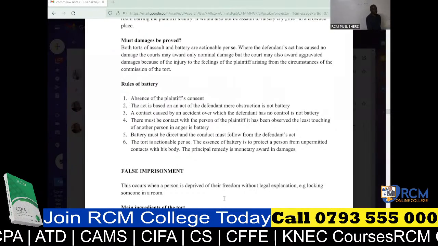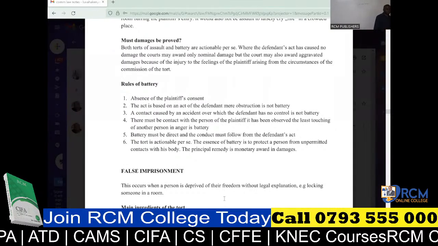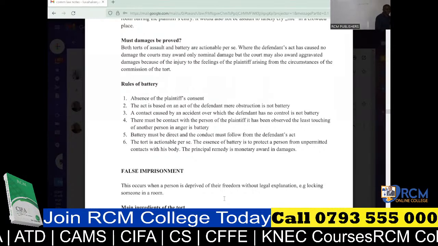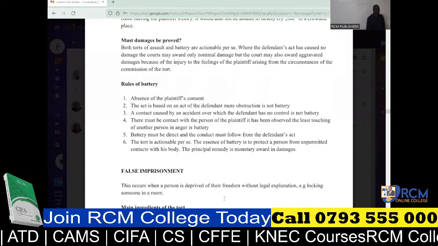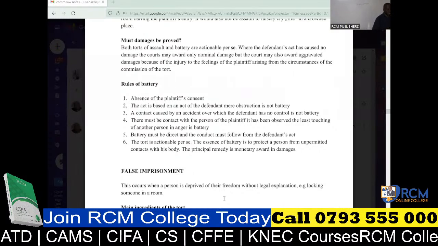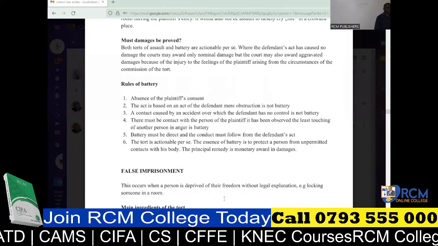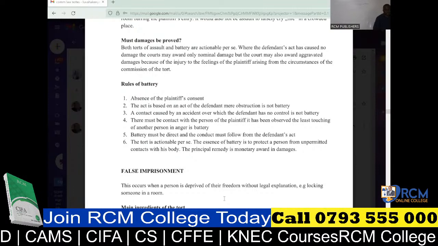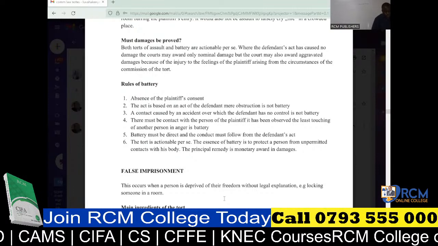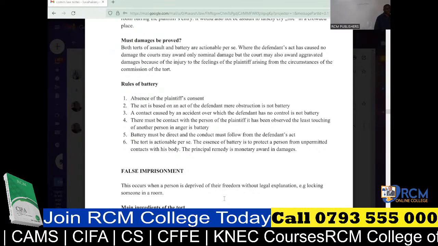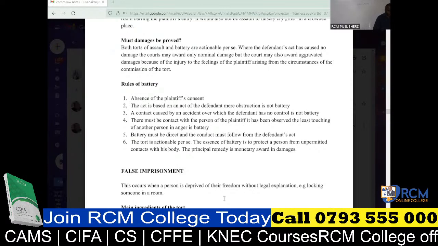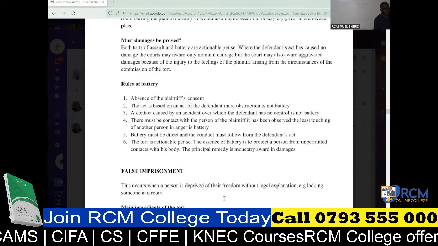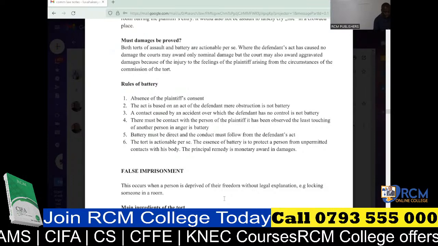The essence of battery is to protect a person from unpermitted contacts with his body. The principal remedy is monetary award in damages. So mostly the remedies are usually monetary award in damages. So that is what we mean by assault and battery. Assault is where you just instill fear, so you don't cause any injury or harm. But if you go ahead and actually cause the injury or harm, then it will be taken as being battery and not assault.